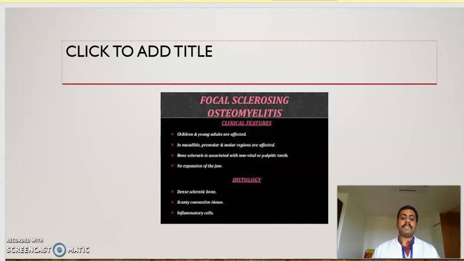Now we see the clinical features. Children and young adults are mostly affected. In the mandible, the premolar and molar region are affected. Bone sclerosis is associated with a non-vital or pulpitic tooth. No expansion of the jaw is seen. When you look at the histologic features, dense sclerotic bone is present, scanty connective tissue is present, and inflammatory cells are present.